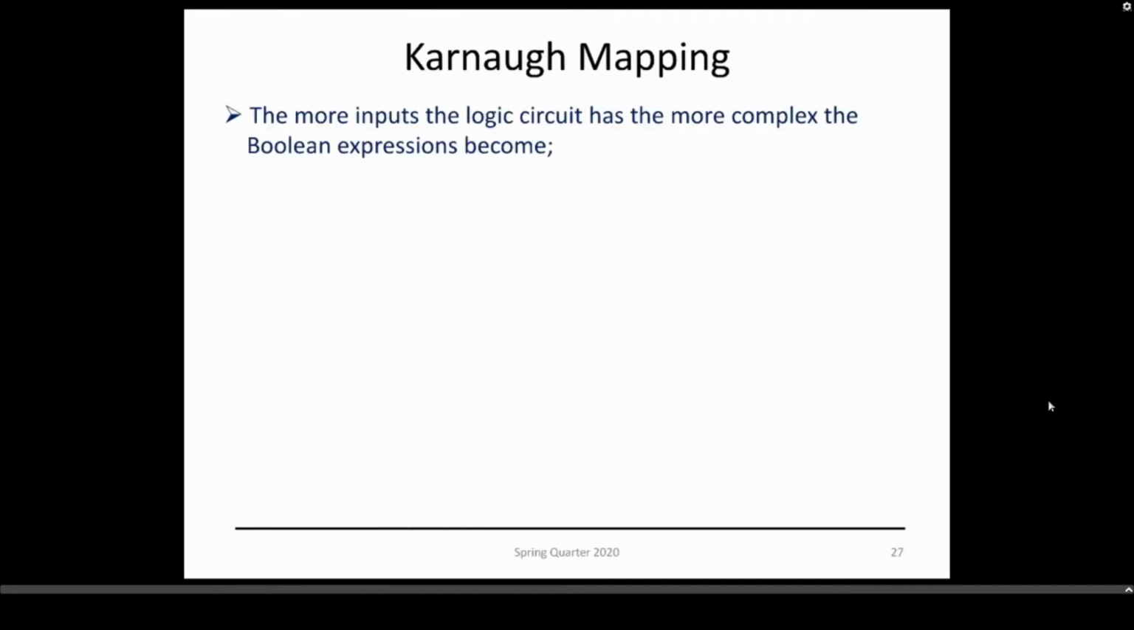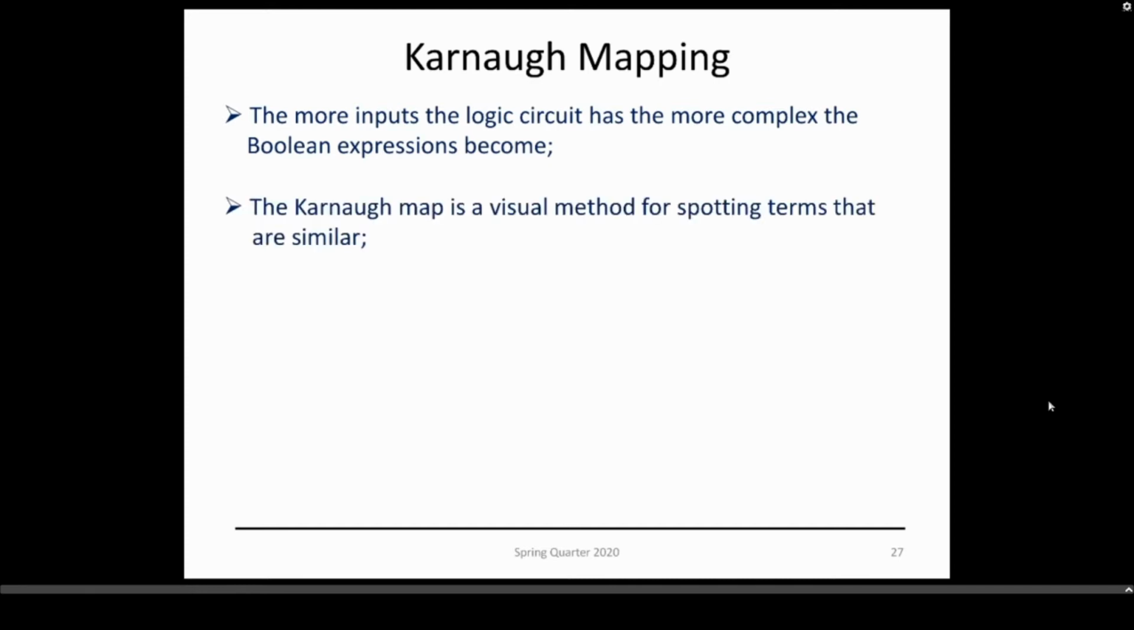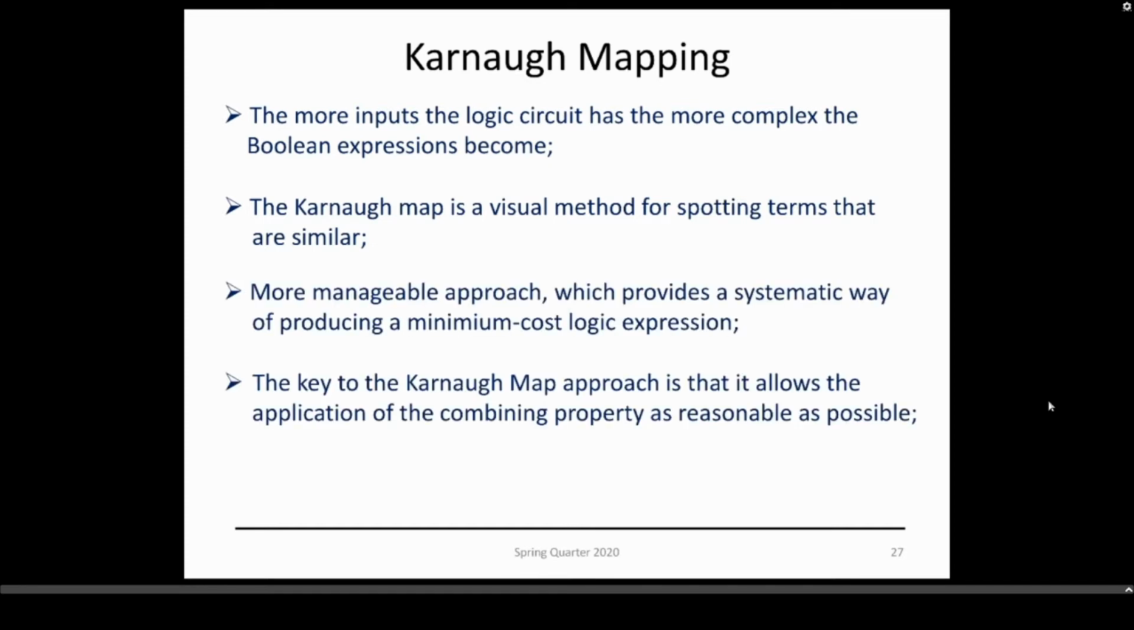Well, the answer relies on your KMaps. So the more inputs the logic circuit has, the more complex the Boolean expressions become. So a KMap is a visual method for spotting terms that are similar. So it's a more manageable approach. It also provides a systematic way of producing a minimum cost logic expression.